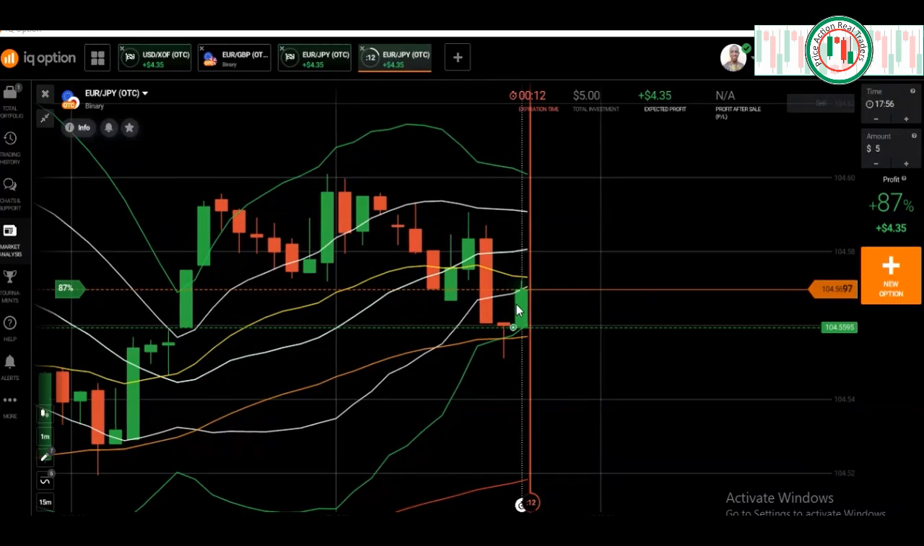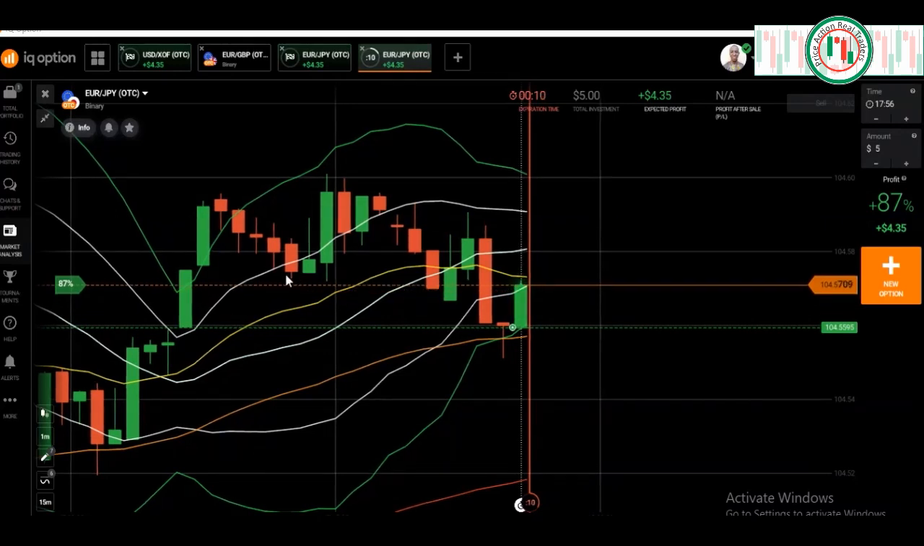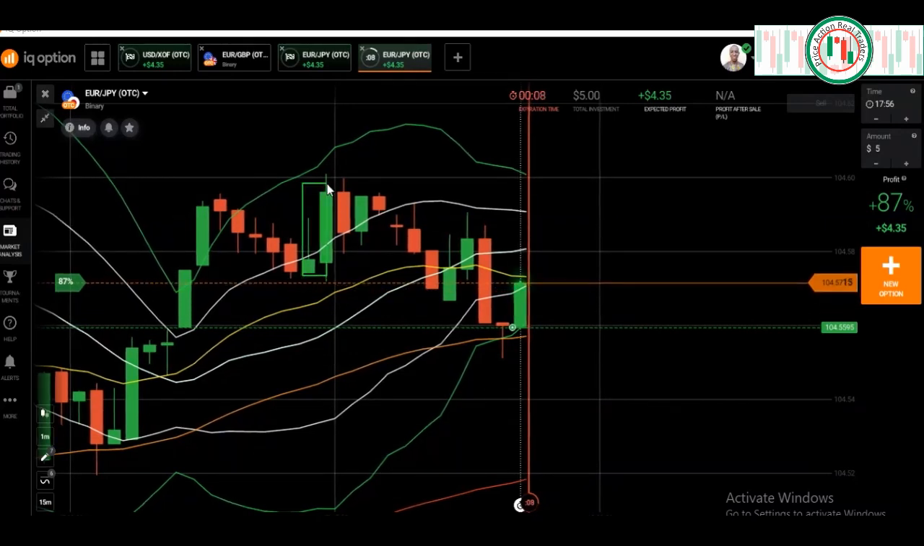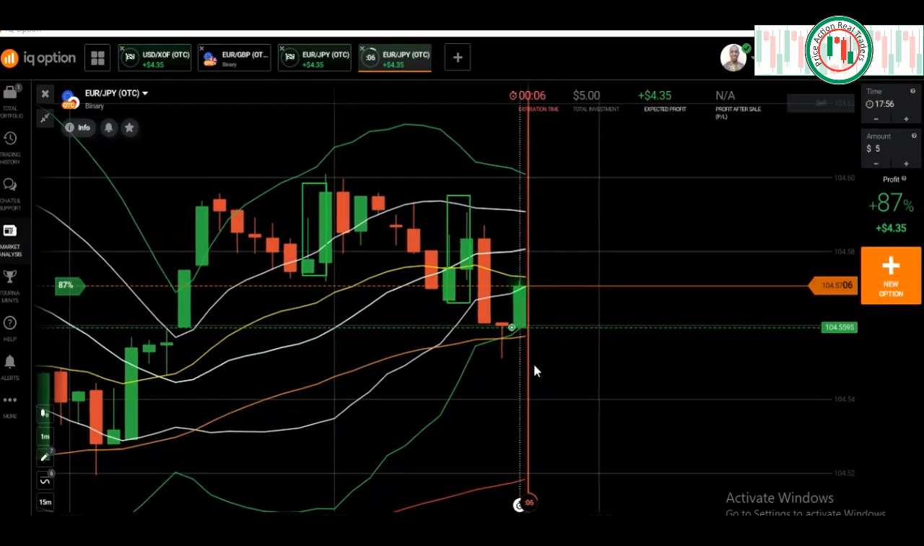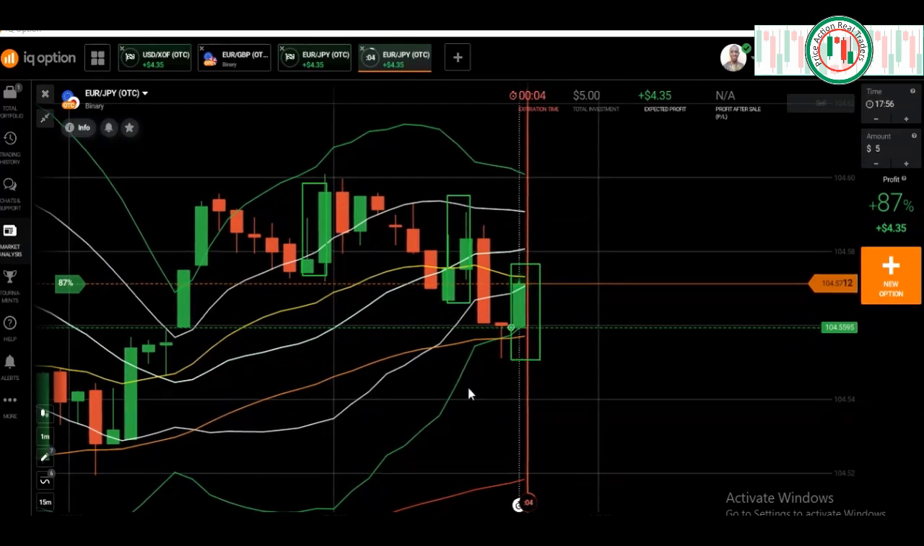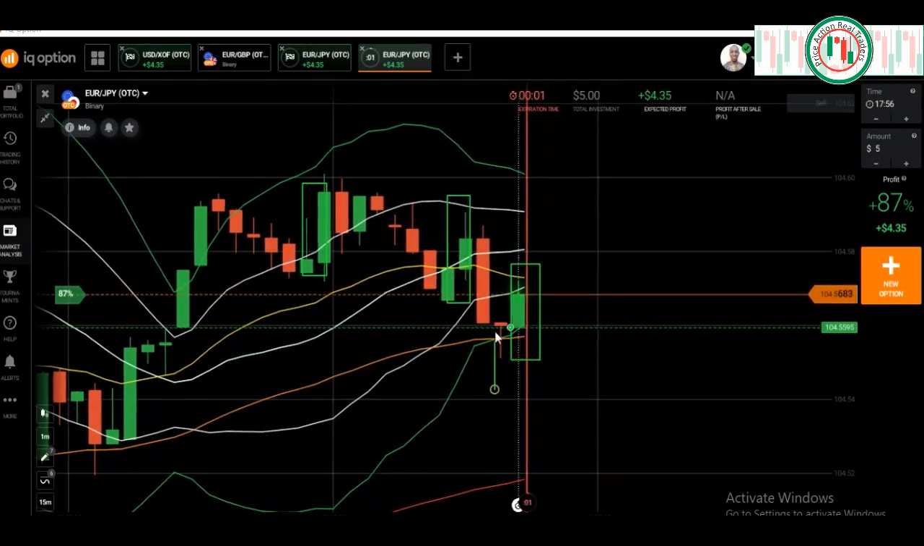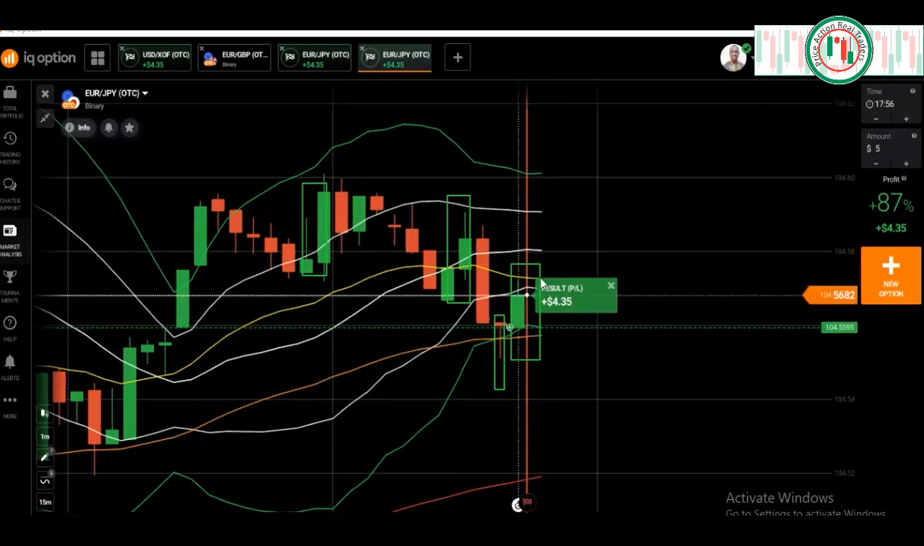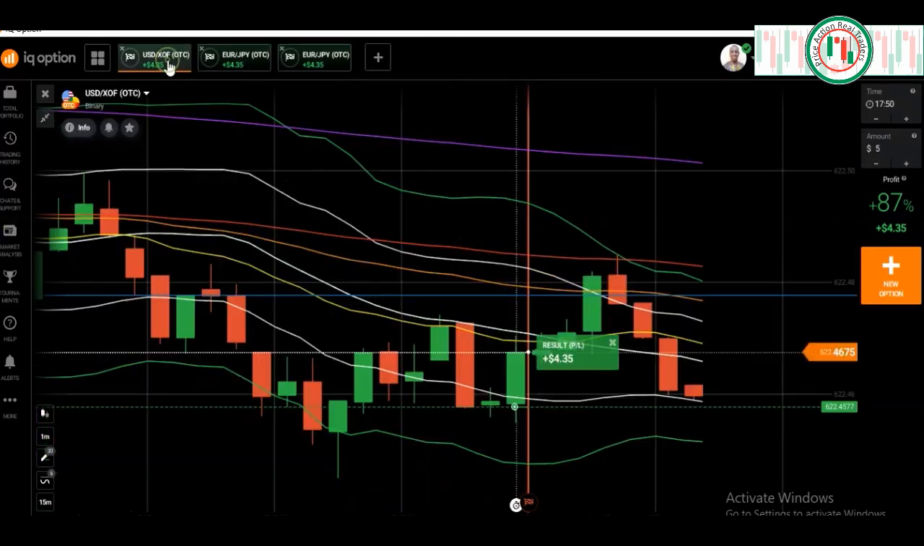You see strong buys. Here is engulfing, here is engulfing. So you should expect buys entry here. So you see this is a winning trade. So I took total 3 trades, all are winning trades with the engulfing zone strategy.